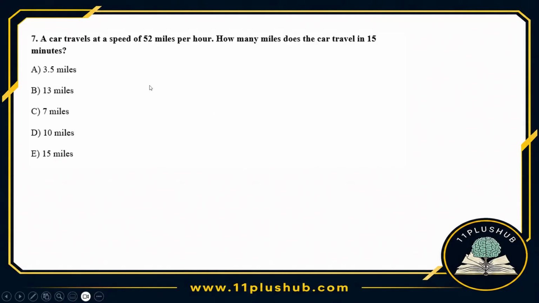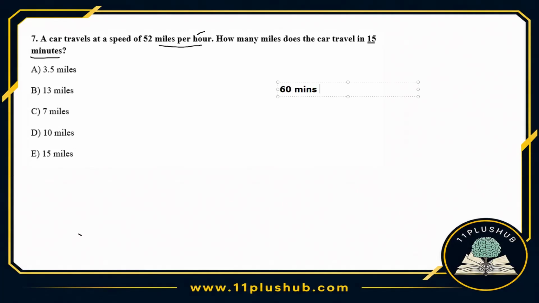Okay, number 7. A car travels at a speed of 52 miles per hour. How many miles does the car travel in 15 minutes? When we have a question that mixes up units of measurement, for example, here we've got miles per hour and we've got 15 minutes, we need to find the relationship between them. Now we know that an hour is 60 minutes. So the way to look at this question is a car travels at a speed of 52 miles per 60 minutes. So what I'm going to do over here is represent that in a much easier way.